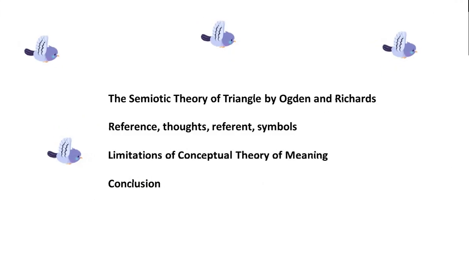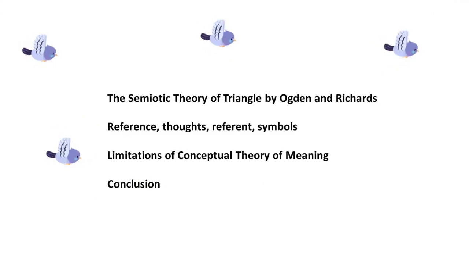In the previous video we talked about semantics, its types and its three major theories, that is naming theory, conceptual theory and sign theory. In this video, we are going to talk about the semiotic theory of the triangle given by Ogden and Richards, because in the previous one, we talked about the one given by Saussure. If you haven't watched that video, go watch that first, because this is part 2 of the same video.